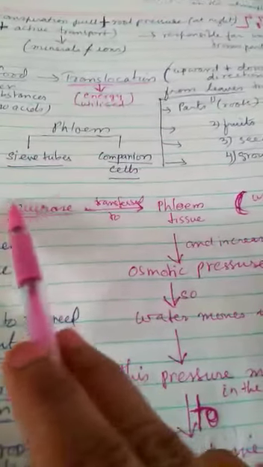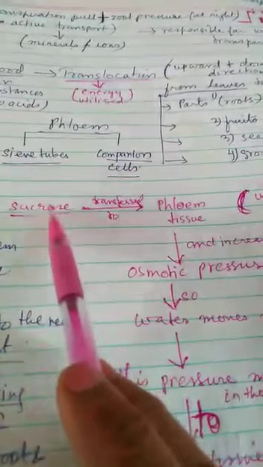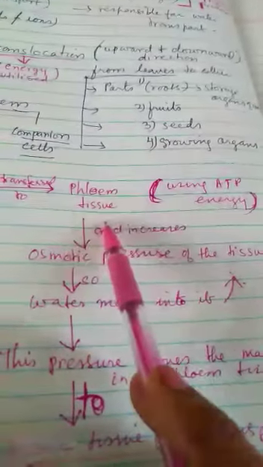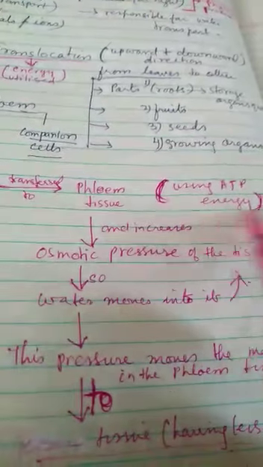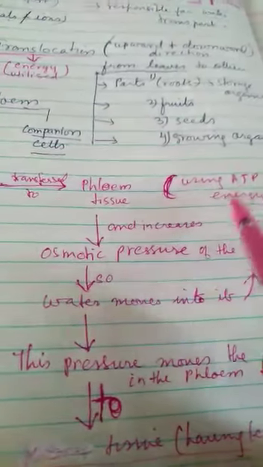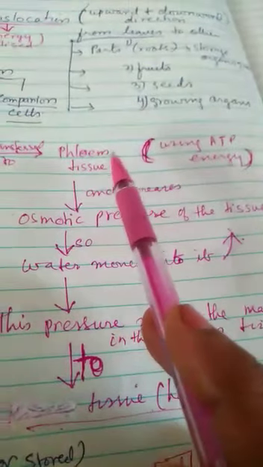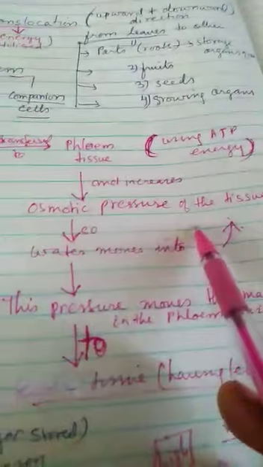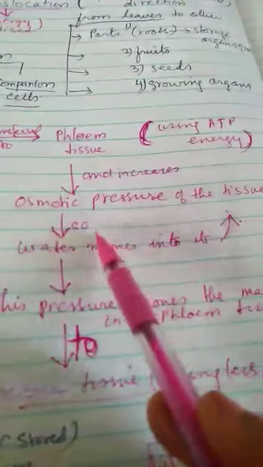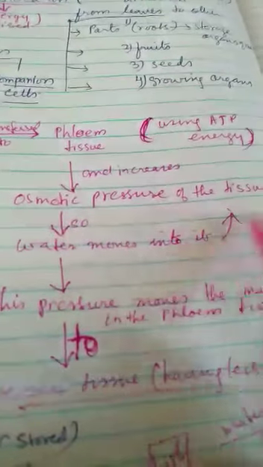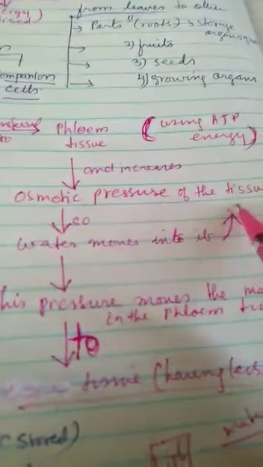Let us understand with the help of an example. Sucrose. The leaves prepare the food. Now it is transferred to the phloem tissue. This will be done by using energy. ATP energy is used in the transfer of the sucrose to the phloem tissues. When the food is transferred to the phloem tissue, osmotic pressure of the tissue increases. As the osmotic pressure increases, water moves into these tissues.